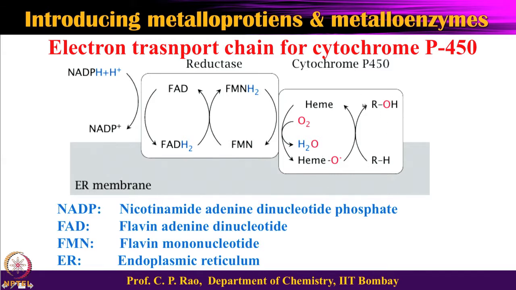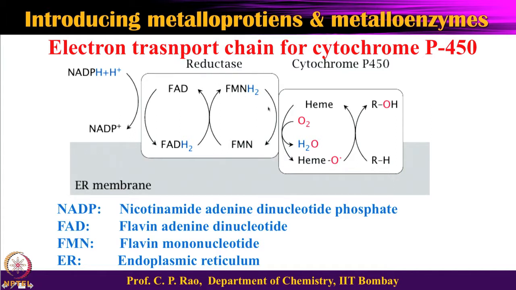How this is done is called the mechanism. I will be explaining it in later slides, maybe after one or two slides, how this O2 gives one O to this and one O to that. Is that understandable? NADPH is a standard source of electrons, and it gives the electron to FAD and makes the FAD reduced. Then, when reduced FAD returns to the oxidized form, it gives an electron to the FMN, and the flavin mononucleotide gets reduced.